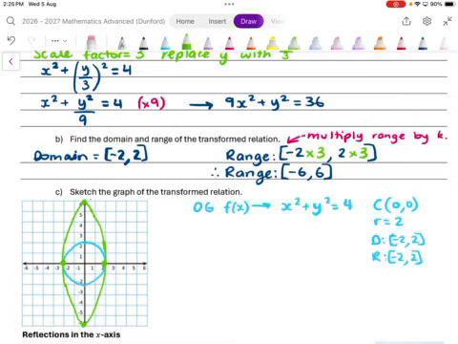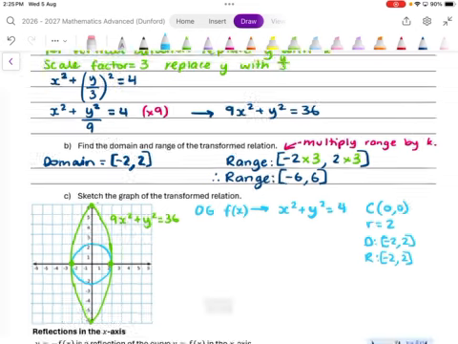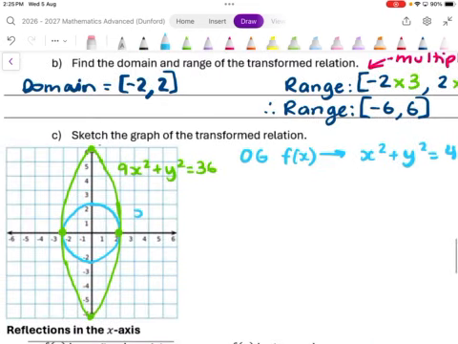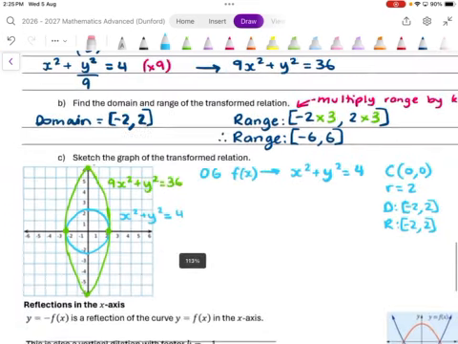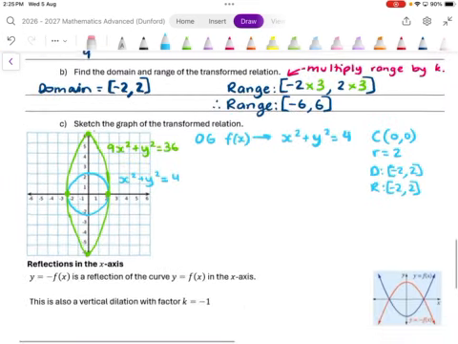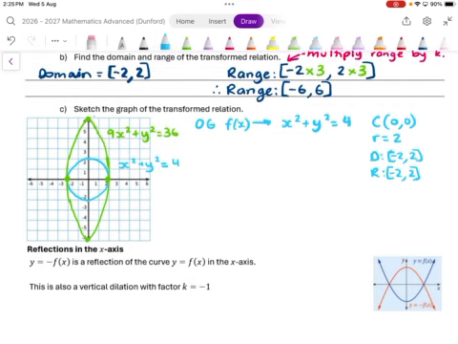So this is our 9x squared plus y squared equals 36. And then our blue one was our x squared plus y squared equals 4. While you're doing that, I'll just read the bottom thing. The bottom thing is what we did yesterday, which was our reflection. So technically, when we have a reflection of -k, it is also our vertical dilation. But we looked at that yesterday, so I'm not going to talk about that.